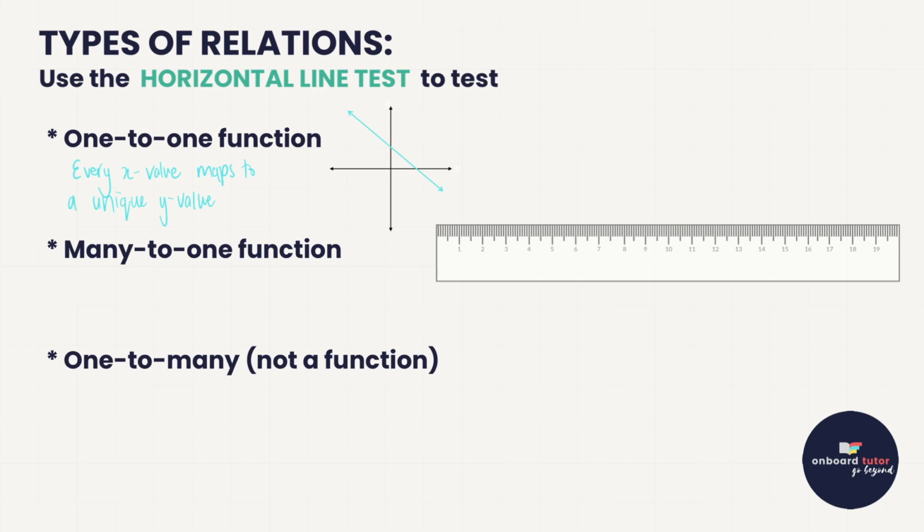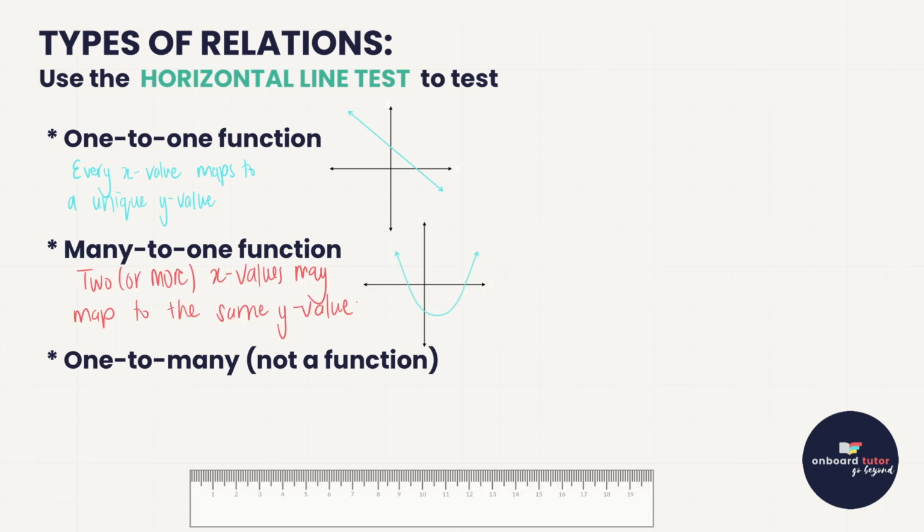Next up, we're going to look at this concept of a many-to-one function. So what you will have noticed here is that one x value maps to one y value in a one-to-one function. In this case, we might have many x values that map to the same y value. Let's look at an example of that.